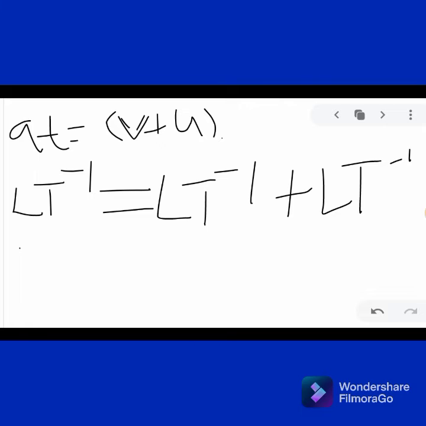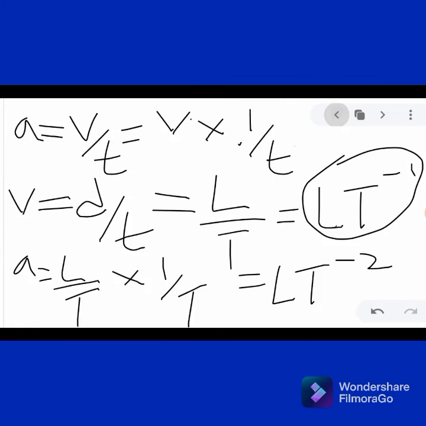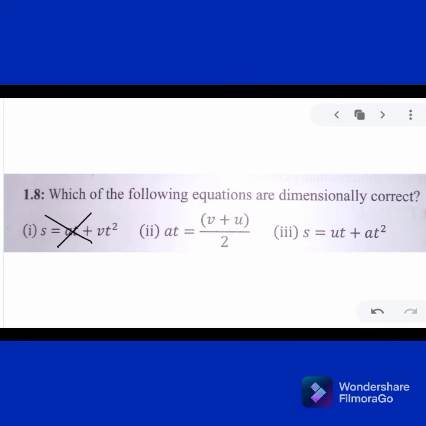So LT minus 1 is equals to LT power minus 1 plus another LT power minus 1, which therefore means that this equation is dimensionally correct. So we've gotten this one. AT equals V plus U over 2 is therefore dimensionally correct.